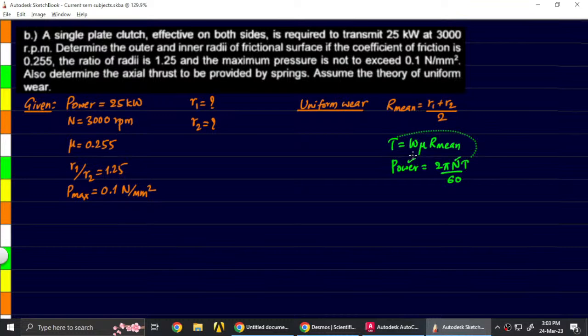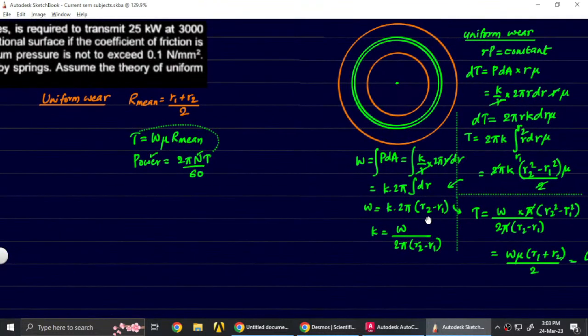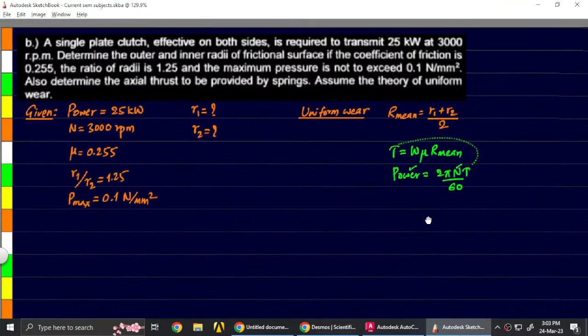Then over here, W is again not given. So in order to find W, we have to use the maximum pressure theory. We get the value of the constant as W by 2 pi (R2 minus R1). Here we know the maximum pressure, so R into P equals constant. This is the relation we have to use.